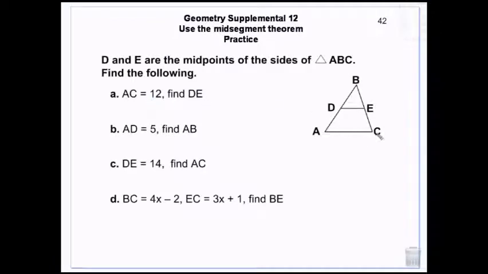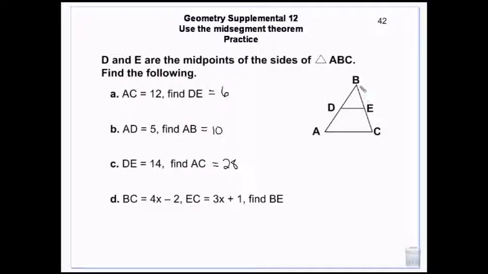Okay, if AC is 12, how much is DE? 6. If AD is 5, how much is AB? 10. If DE is 14, what's AC? 28. Now we get to the one that's a little bit more complicated.